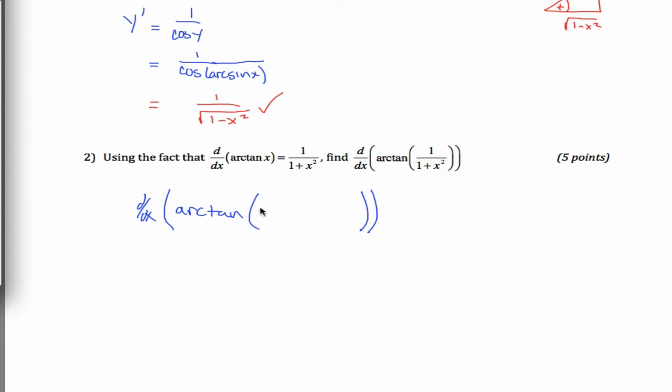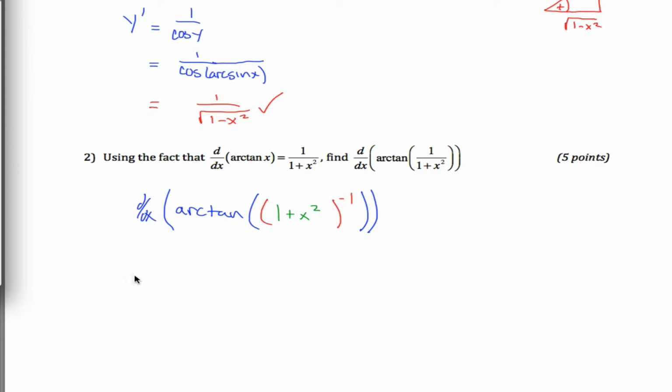Instead of 1 over 1 plus x squared, I'm going to write it as 1 plus x squared to the negative 1 power. And I'm going to color code it the way I have shown here to really emphasize that I have a function in green nested inside a function in red, nested inside a function in blue.